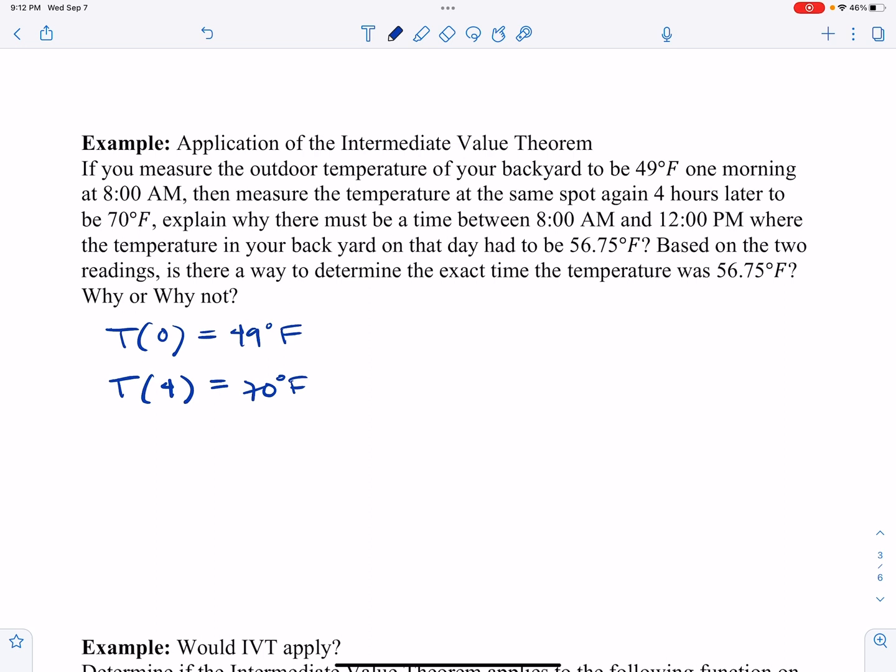Now, remember, intermediate value theorem tells us that there would have to be a time that would correspond to that temperature, but it doesn't tell us how to determine that exact time. So no, we don't have a way. We could estimate, like we could create smaller and smaller intervals and try to guess, but over 4 hours, that's a pretty large period of time. It would be very challenging to whittle that down to finding the time that corresponds to that temperature. So no, you cannot determine the exact time, but we know that there would be a time such that the temperature would be 56.75 degrees Fahrenheit in your backyard.